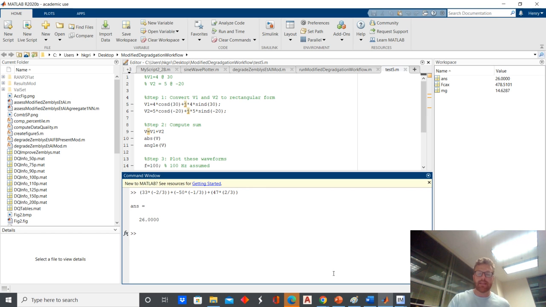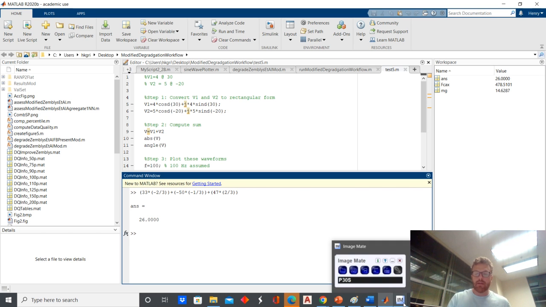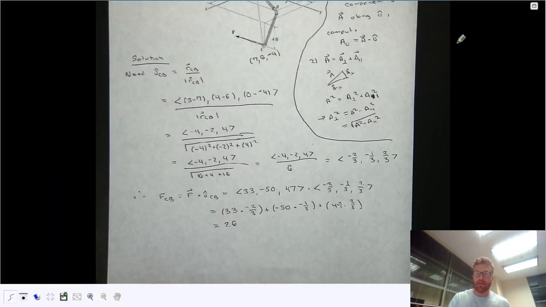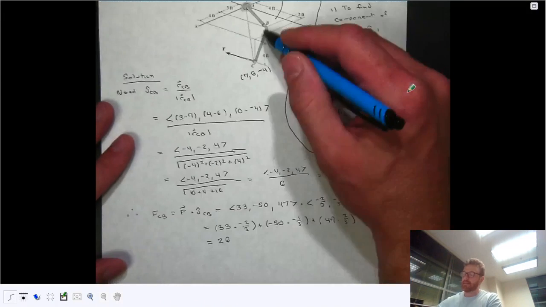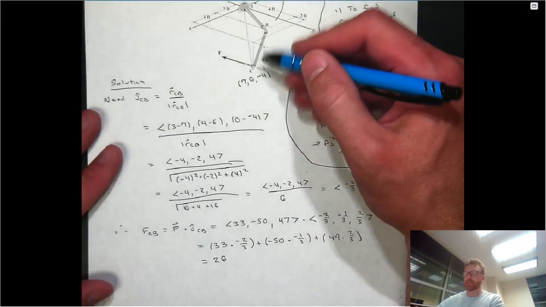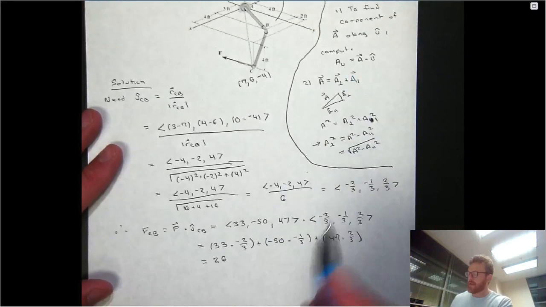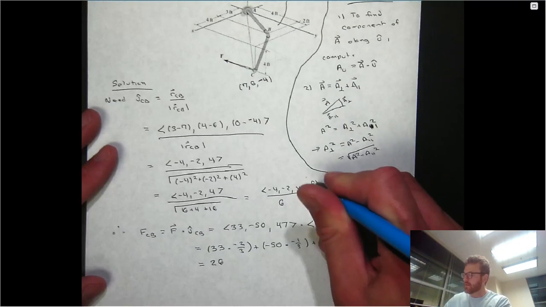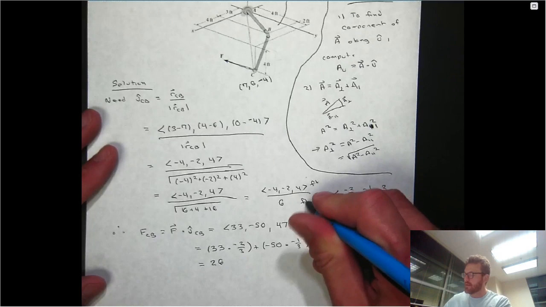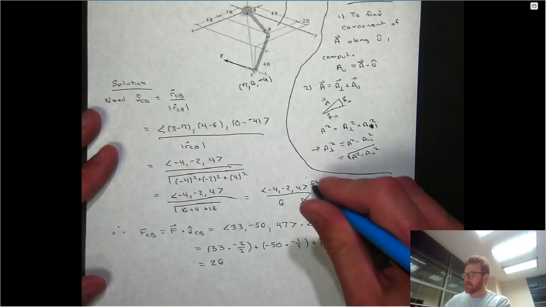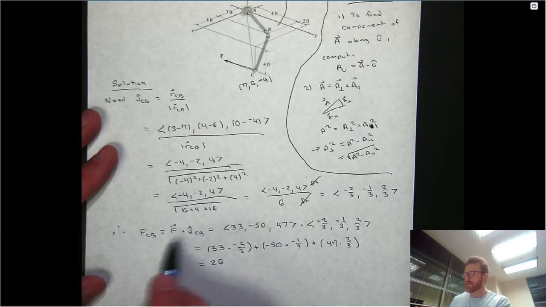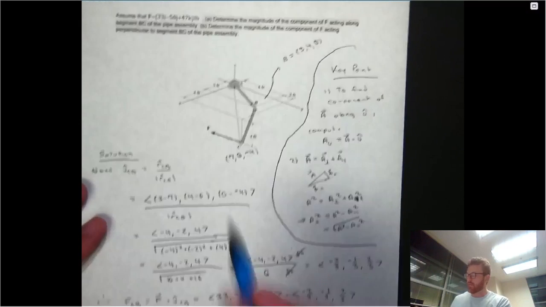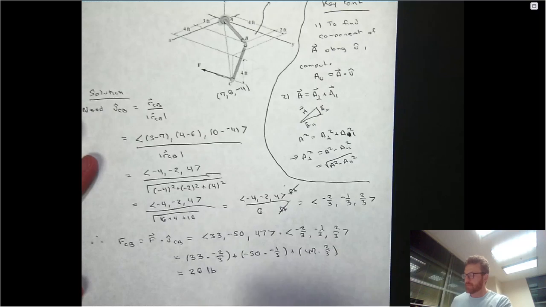So what that tells us is that the component of that specified force F along the axis CB, which aligns with pipe segment BC, is 26. And remember that the position vector had units of feet, and its magnitude had units of feet, so the unit vector itself is unitless. So this will just take on the units of whatever F is, and we were told that F was in pounds. So this is 26 pounds. So that is for part A.